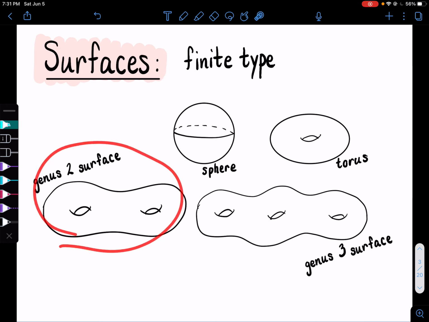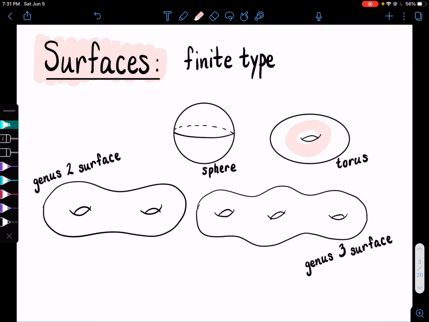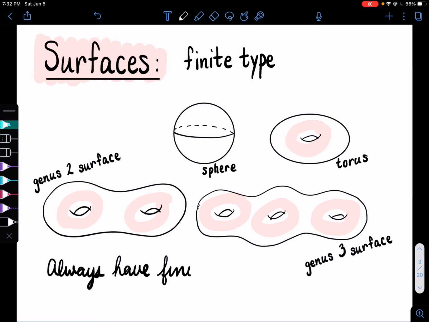And then here we have a genus 2 surface and a genus 3 surface. When I'm talking about genus, I'm really talking about these central holes. So here's our genus 1 torus, and then this genus 2, and then we can see here the genus 3. The important thing to keep in mind is that when I'm referring to a finite type surface, I mean that my surfaces always have finite genus, like the ones I've shown, and finitely many punctures.